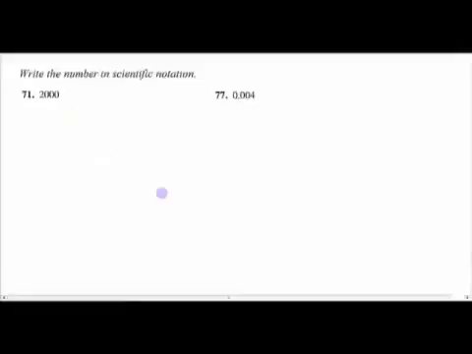Let's write these numbers in scientific notation. 2,000. Well, first off, we need just a 1-digit number to the left of our decimal, and this is times 10. How many times did we move our decimal? 1, 2, 3. Positive 3, because multiplying 2 times 10 to a positive 3 makes it the bigger number, 2,000, that it was in standard notation.